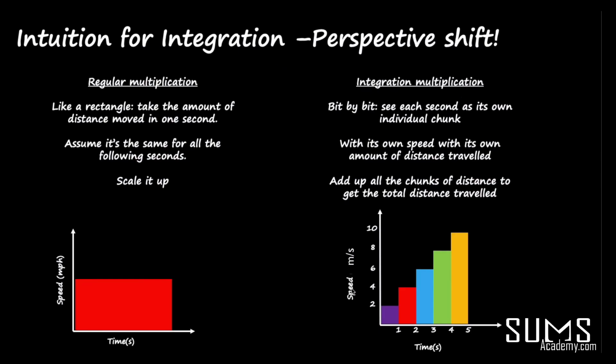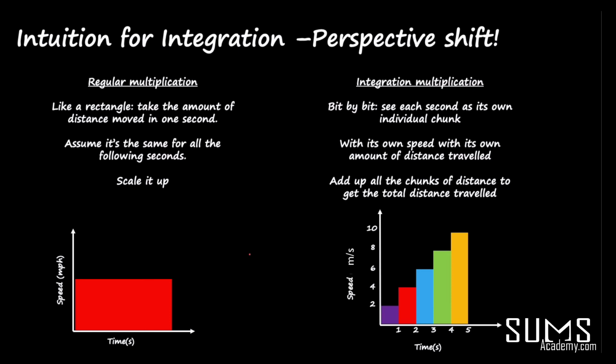Well, this is where the difference between regular multiplication and integration comes into play, okay? This is the big perspective shift, and hopefully this makes sense to you. With regular multiplication, you take an amount of distance moved in 1 second and you just assume it's the same for every time. So 40 miles an hour for 2 hours, you just multiply that up and say, okay, I've driven 80 miles. But in real life, we know that for every different second, you're going to be moving at different speeds.